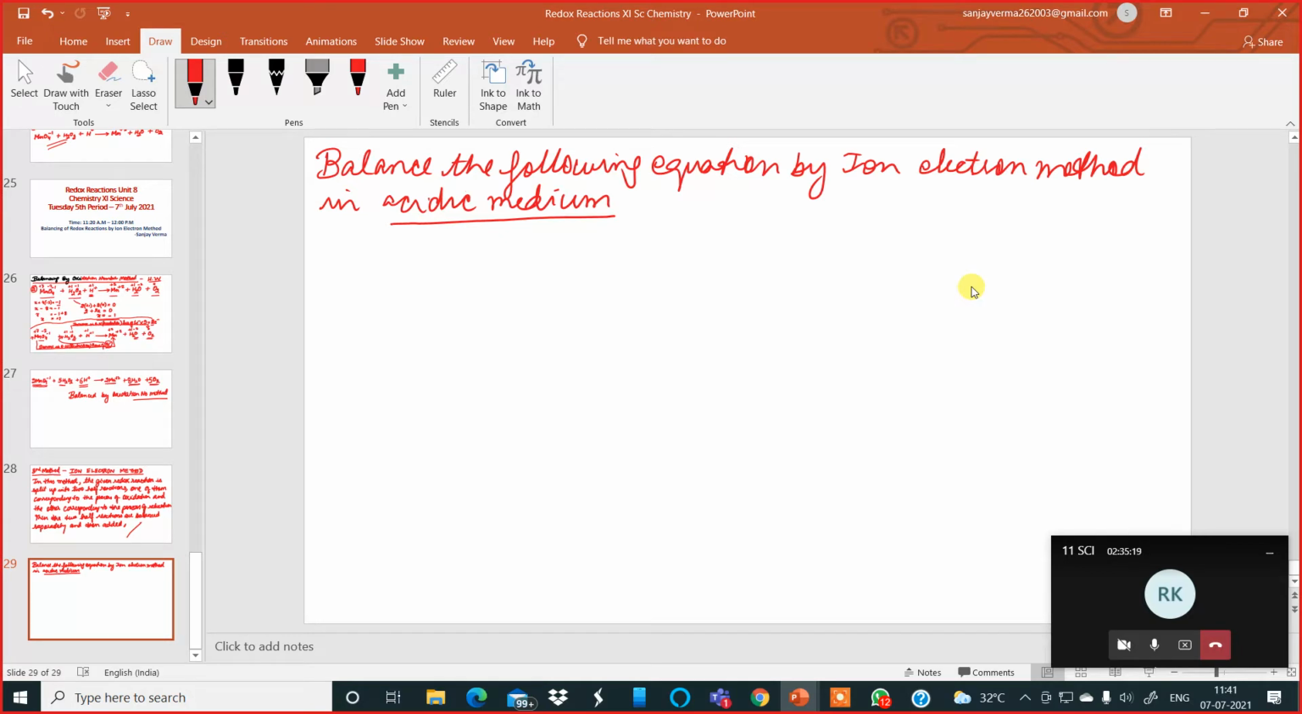So the equation I am writing down: Cr2O7 2- dichromate ion plus oxalate ion C2O4 2- plus H+, it is giving Cr3+ plus CO2 plus H2O. So we are supposed to balance this equation which is happening in acidic medium. Now let us continue the solution part.